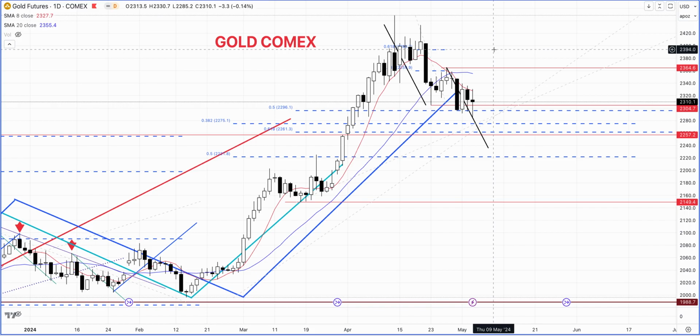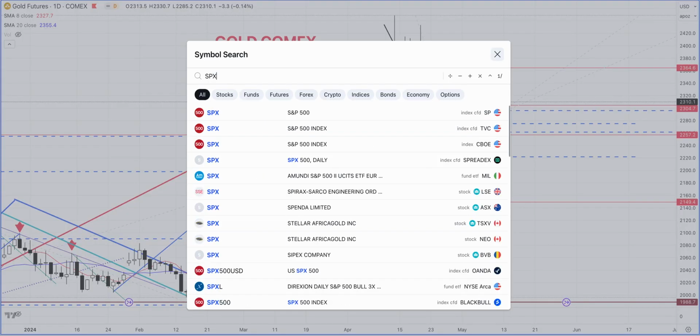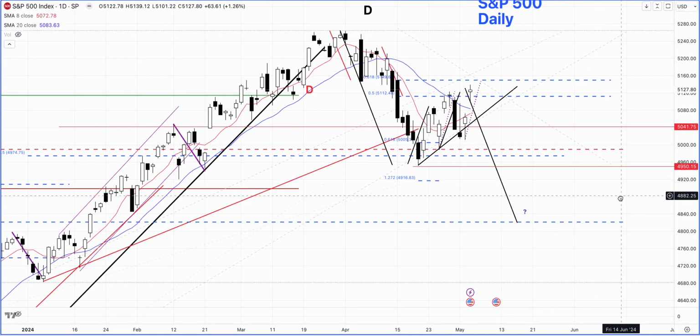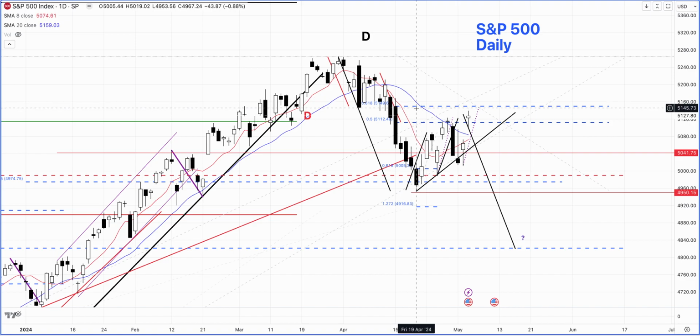Now we move to the indices. So this is the cash chart of the daily S&P 500. Here, what we had been watching for is the market to go to around 50%, and it did that in an ABCD formation. There was a really big move down. It filled all this gap.